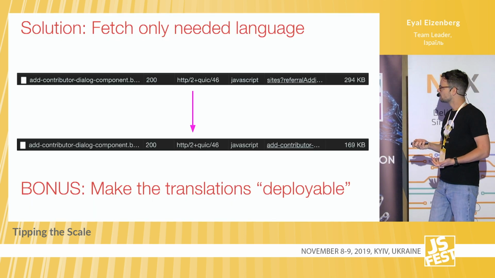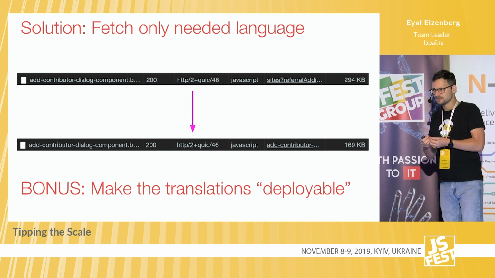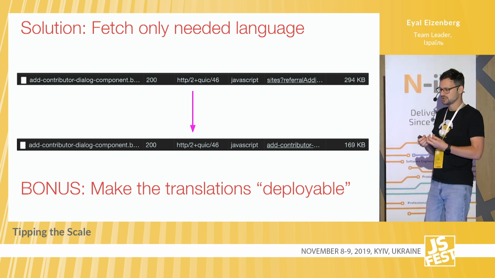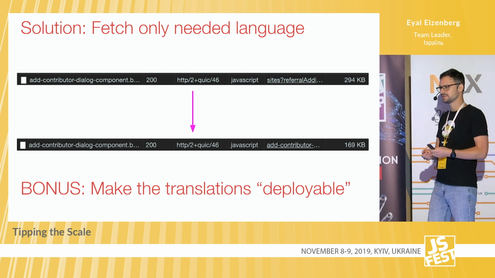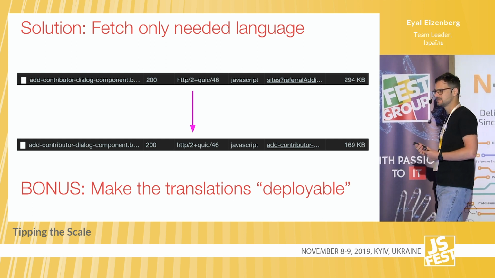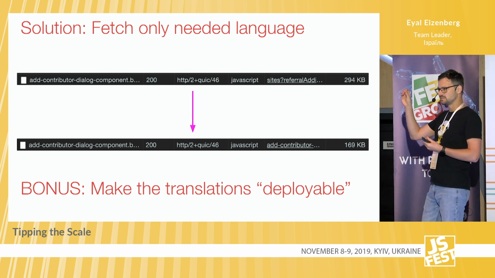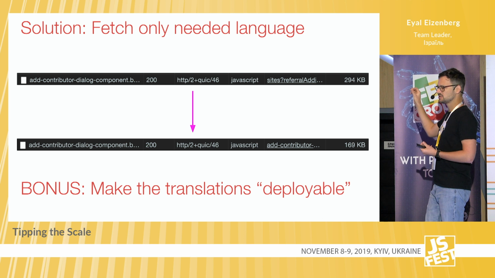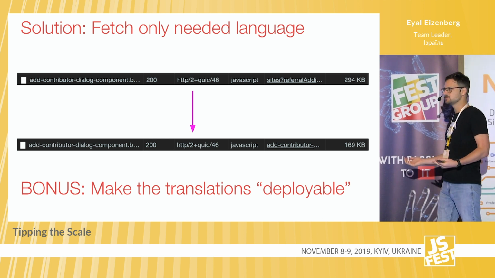So what we did here, basically, we changed the way that we use these JSON files. Instead of bundling them all together in the application, which is a very common practice, we decided to just fetch the JSON that we need. Each one of these JSON files is not that big, but once you have 30 of them, obviously it's huge.